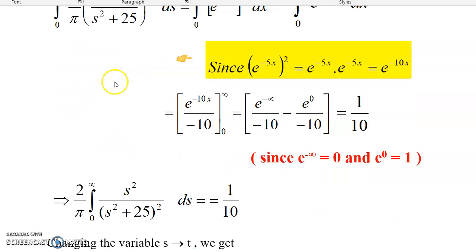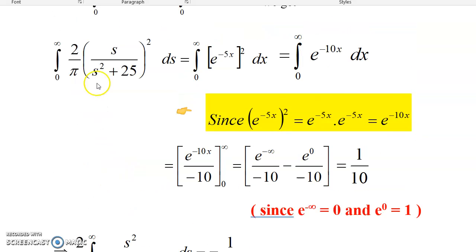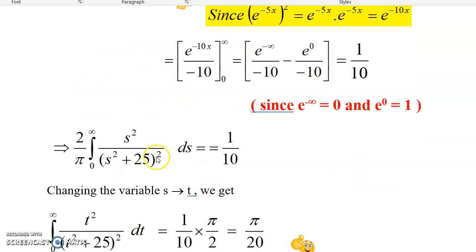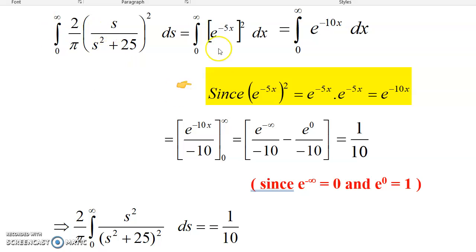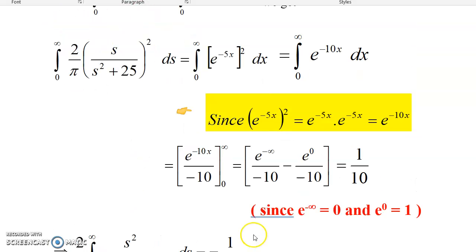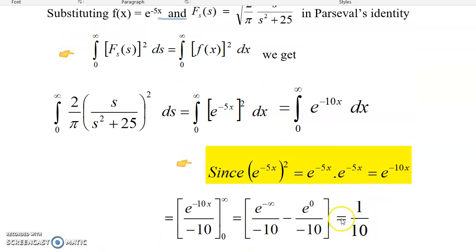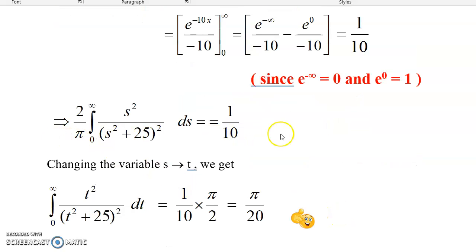Now look at the left side. Here you have the constant 2 by pi, which we can take out, and the integral from 0 to infinity of s squared by s squared plus 25, the whole squared, ds. This is what we have on the left side. This is equal to the right side answer, which we have got as 1 by 10. So this is how we have reached here.